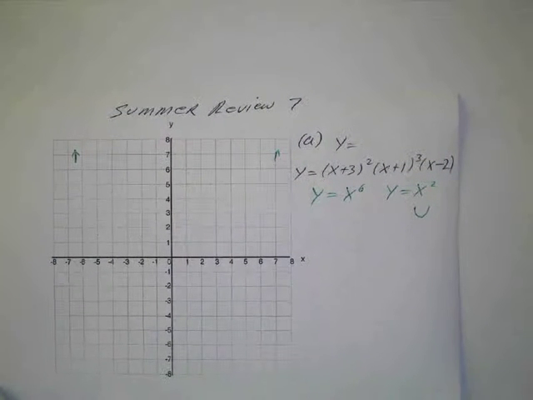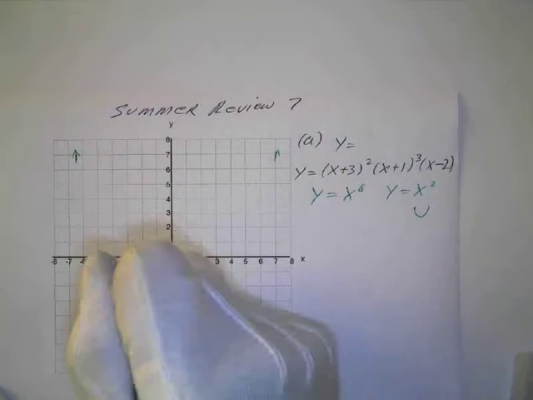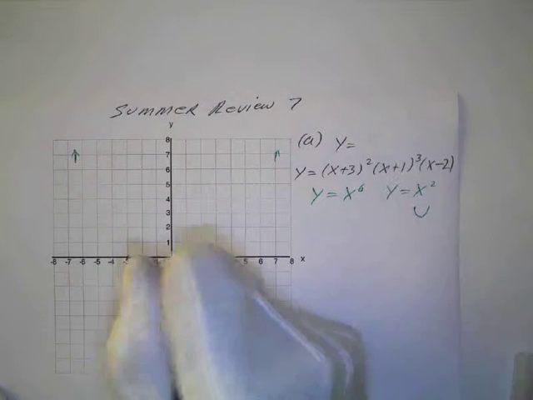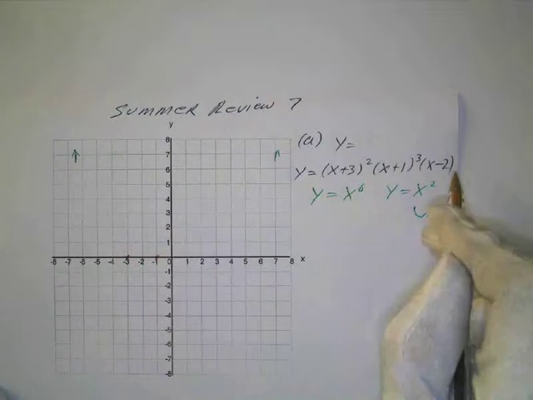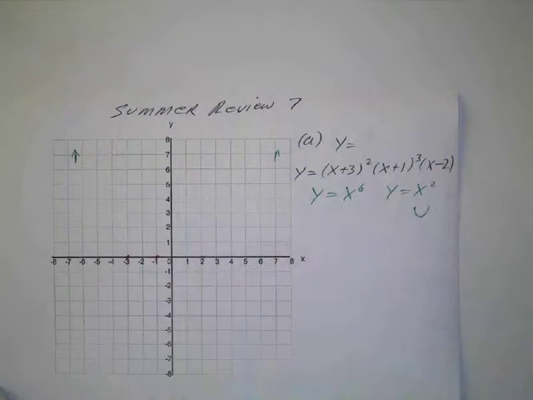Okay, and then we just find the zeros. And we have zeros where? At x equals negative 3, because negative 3 plus 3 is 0. At x equals negative 1. And at x equals positive 2, because 2 minus 2 is 0. So those are the zeros.